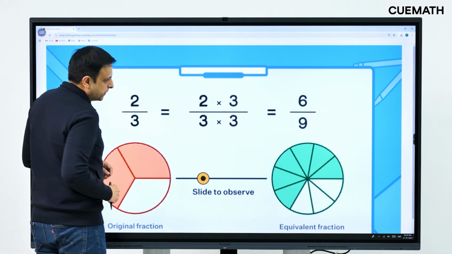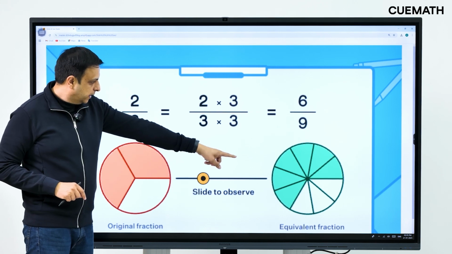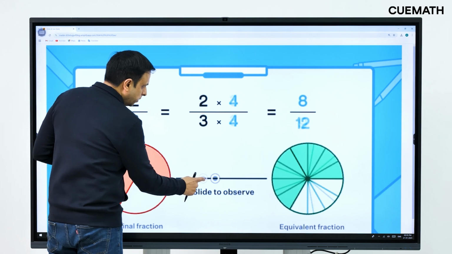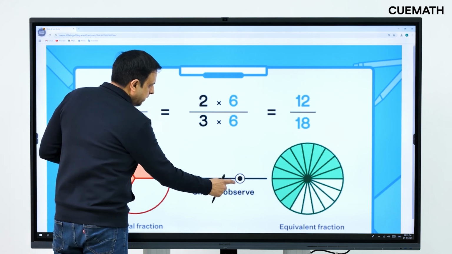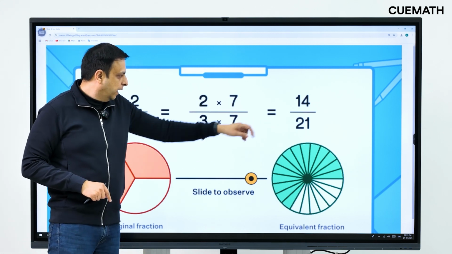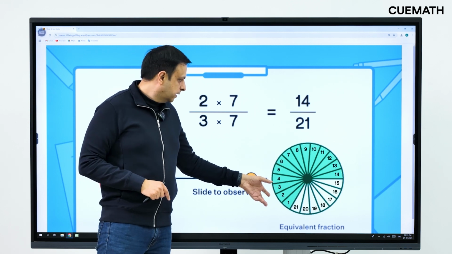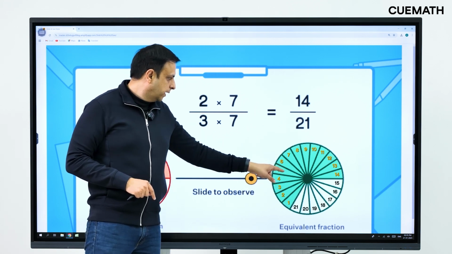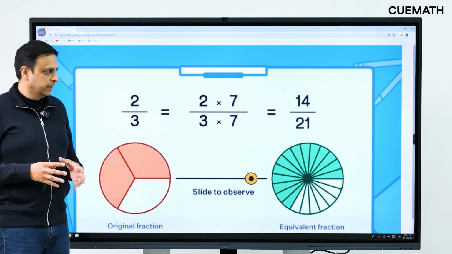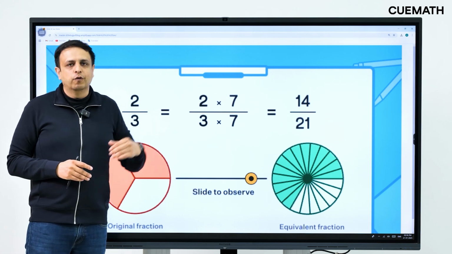Now let's increase it further. Now we are multiplying above and below by 3, so we get 6 over 9. That's the fraction over there, but again it is still equivalent to the original fraction. Let's do one more. Let's maybe multiply with 7 above and below, so we get 14 in the numerator and 21 in the denominator. You can see that the whole has been divided into 21 equal parts now, with 14 of them shaded, so it's 14 over 21, but it is still equivalent to 2 over 3. So that's the key idea. You multiply the numerator and denominator by the same number, you get a new fraction which is equivalent to the original fraction.